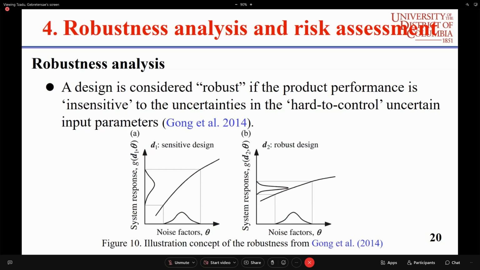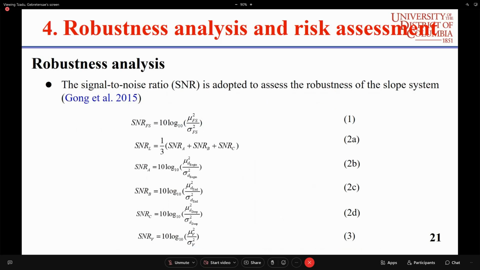As we can see, the figure on left, when the variation of the input parameters results a large variation of the system response. So we can see the right side gives more robust. So there might be another index to characterize the robustness, which is the signal to noise ratio.